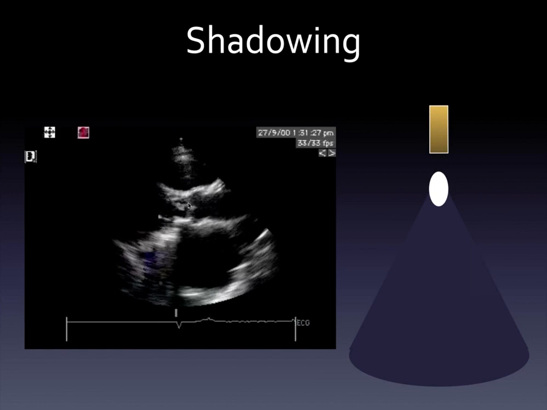So this is another good example. This is the aorta here. This is a parasternal long axis view. That's the ventricle, and that's a huge left atrium. You can see there's a shadow that comes in this view.